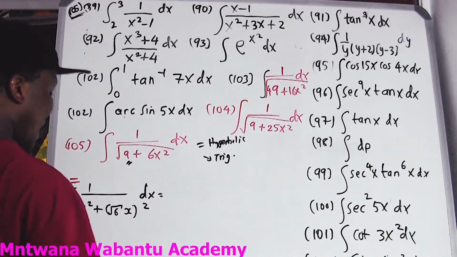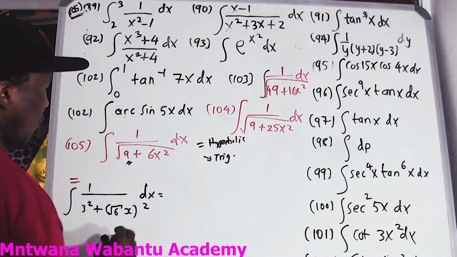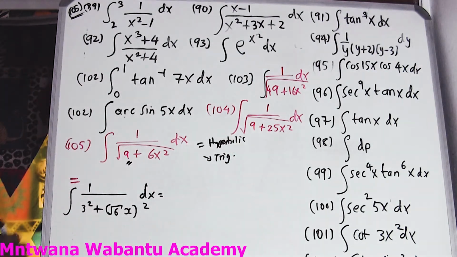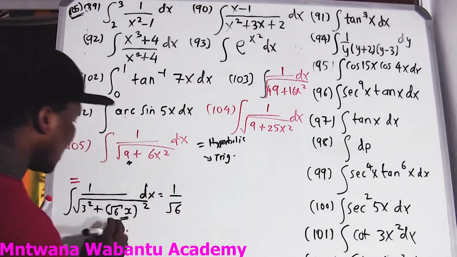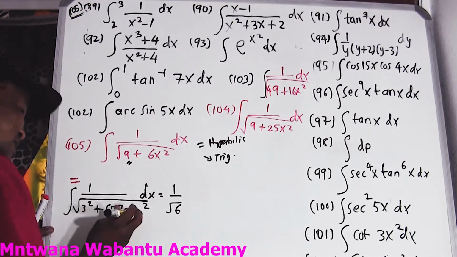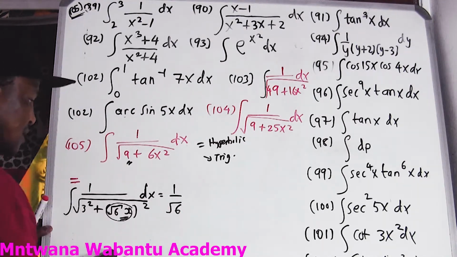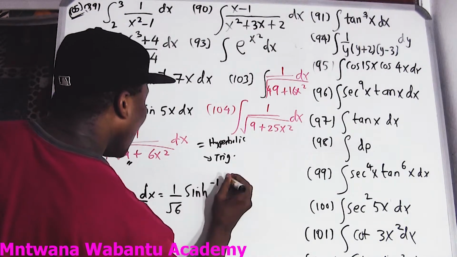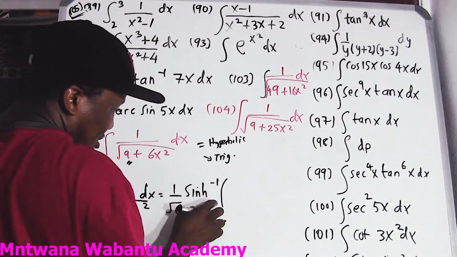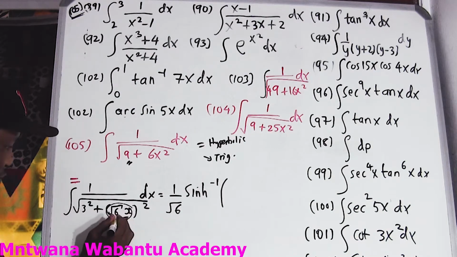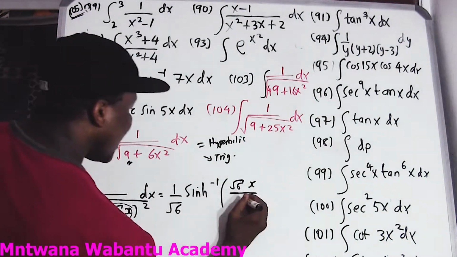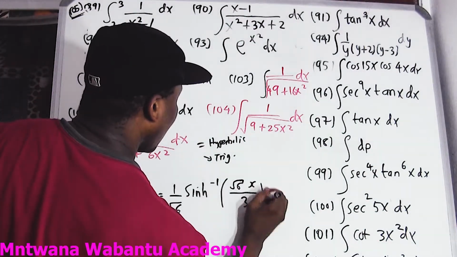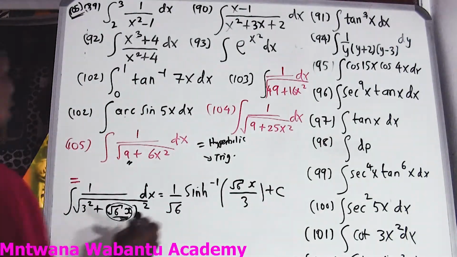Now let me start with the hyperbolic. This is sinh, so 1 over the derivative of the function. When you differentiate the square root of 6x, it gives you the square root of 6. Then sinh inverse, or arc sinh, is the same thing. Take your function, the square root of 6 x, over the number, which is 3, plus a constant. So this is for hyperbolic.